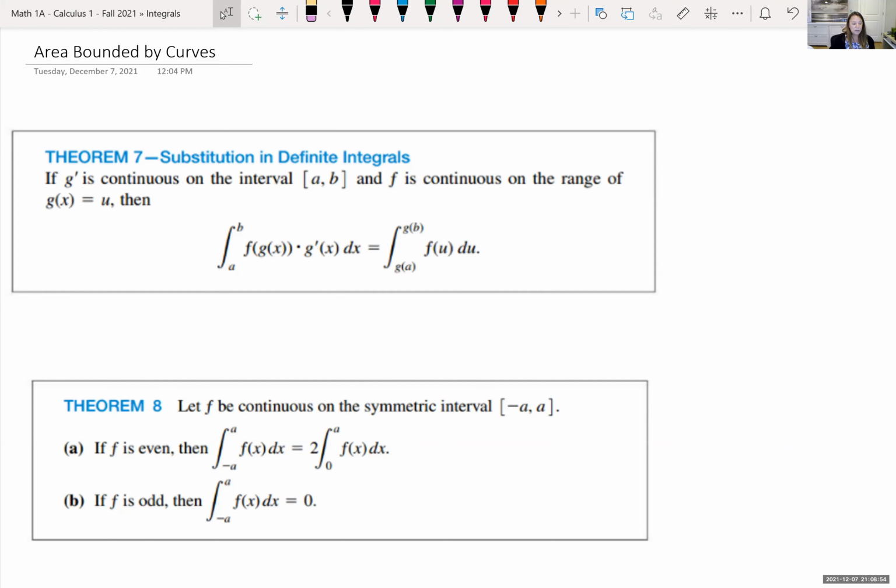So now we're going to look at area bounded between two curves. But before we do that, let's just recall what we were doing. So we were using substitution with definite integrals.